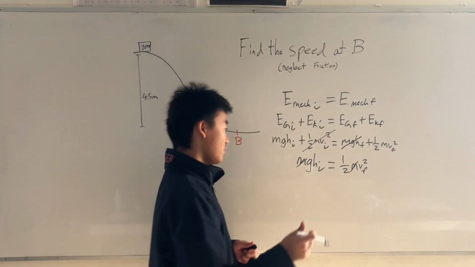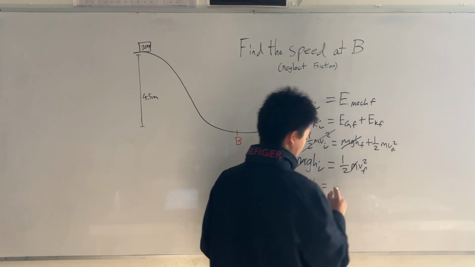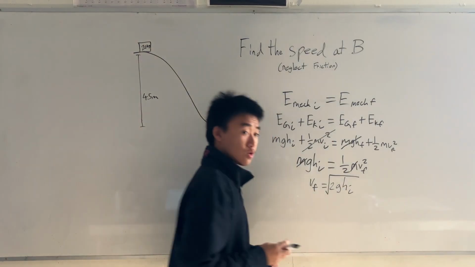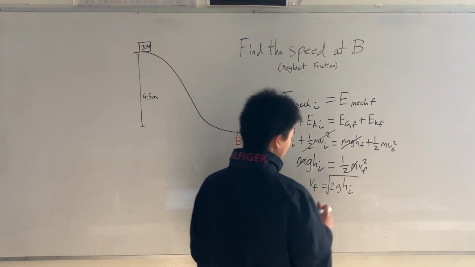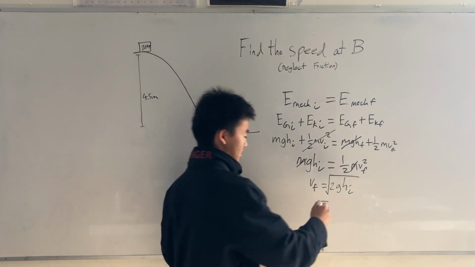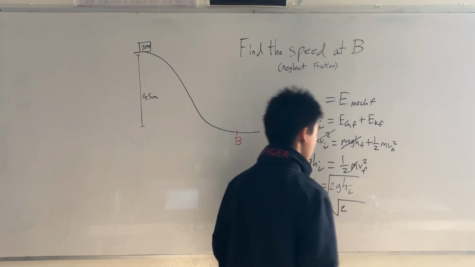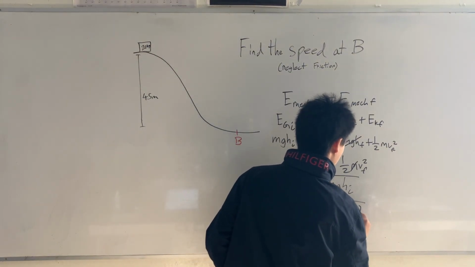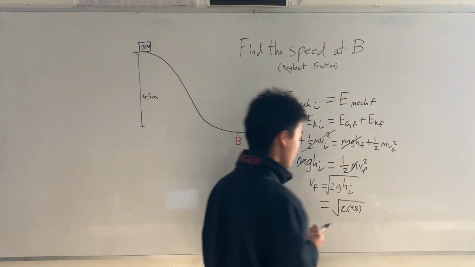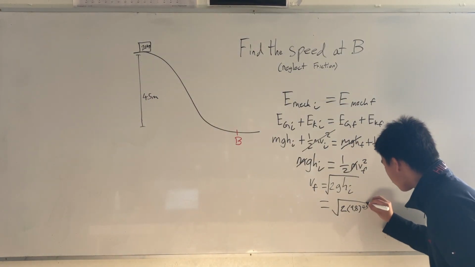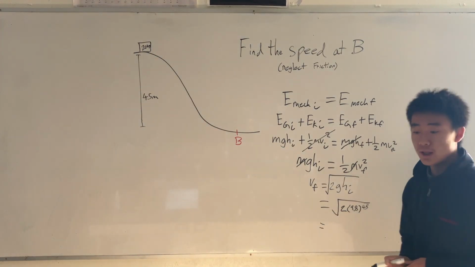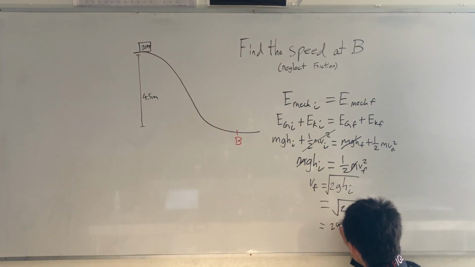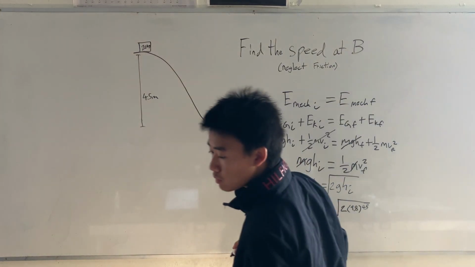And rearranging for v final, which is the speed, that's what we get. Now we can plug in some numbers. So our final answer is the square root of 2 times the acceleration due to gravity, which is 9.8, and our initial height, which is 45 meters. Now you can go ahead and plug that into your calculator, and what you get is 29.7.